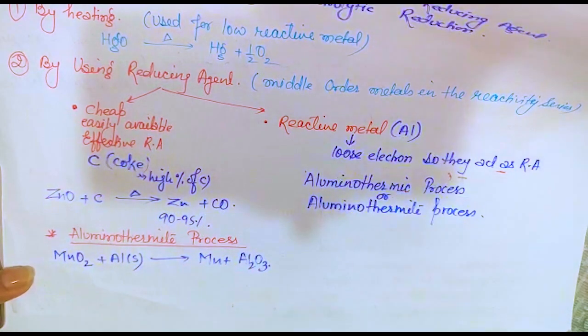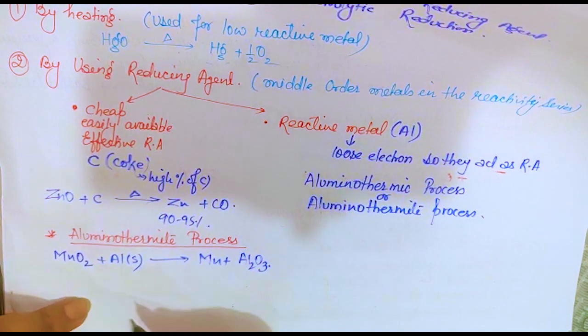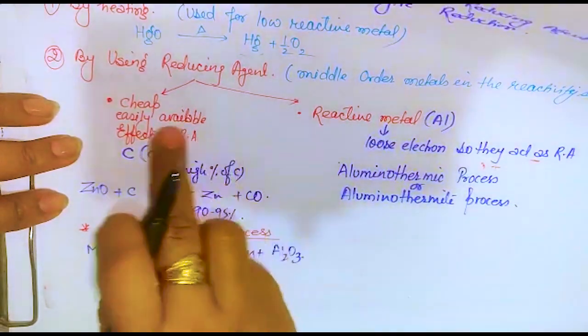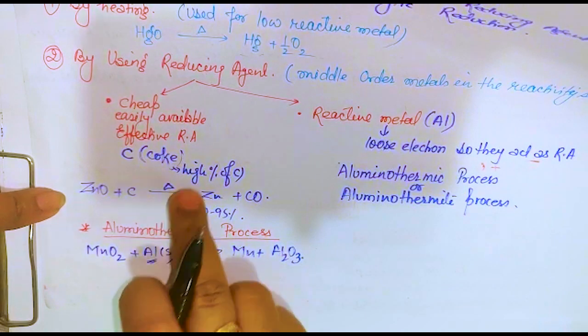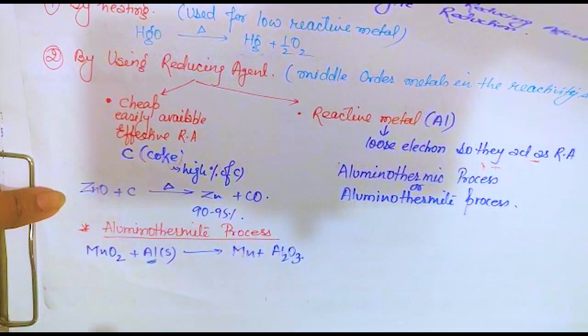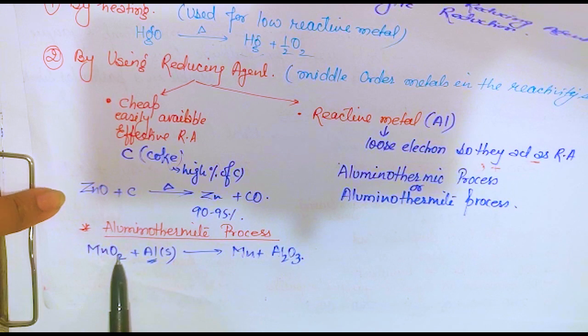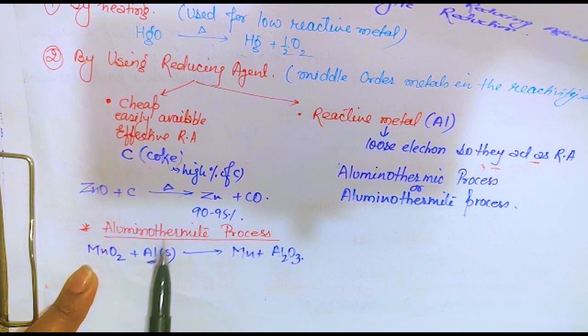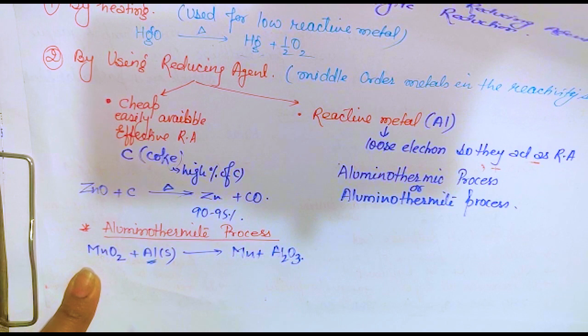Another is aluminium. So now the question is, when do we use this aluminium? Aluminium is used when you can't use carbon. Why so? Because the Mn metal is very reactive and the Mn-O bond is quite strong. So here the carbon is unable to remove the oxygen from manganese, and that's why carbon is not used. Is it clear?